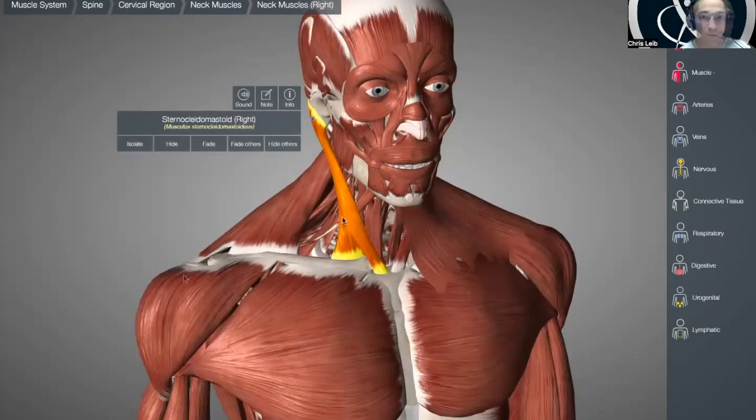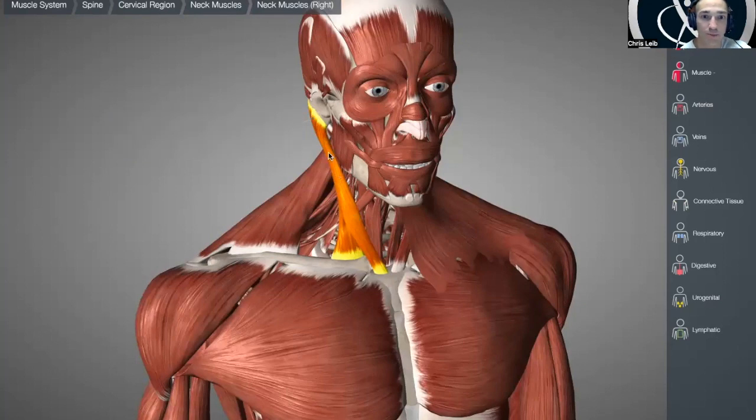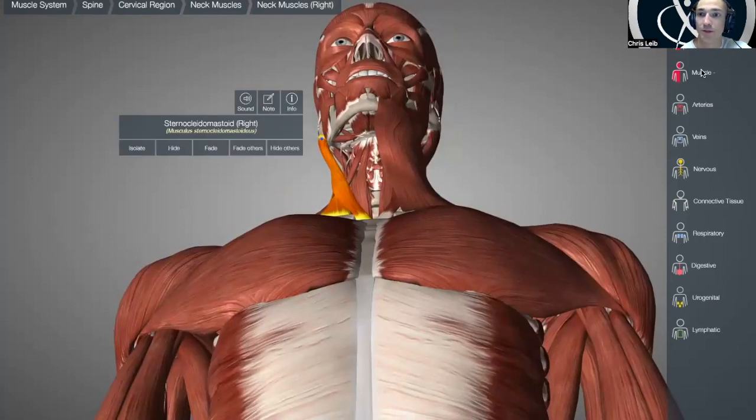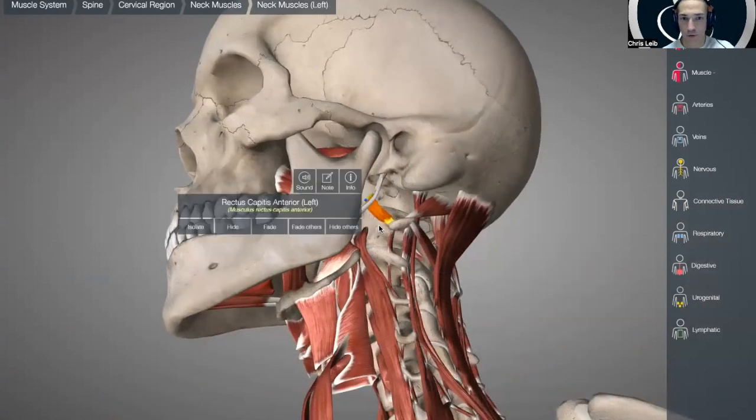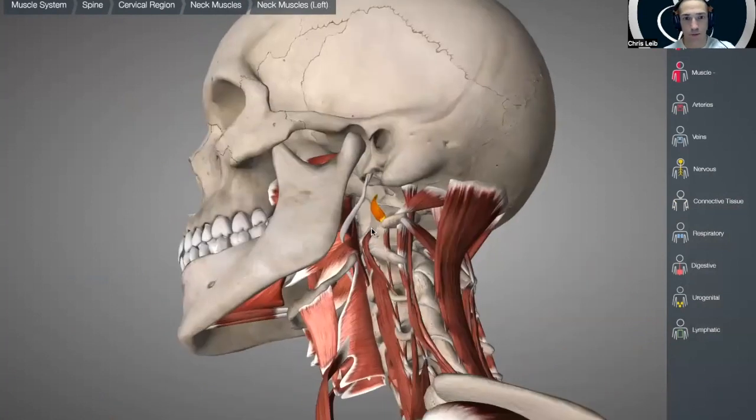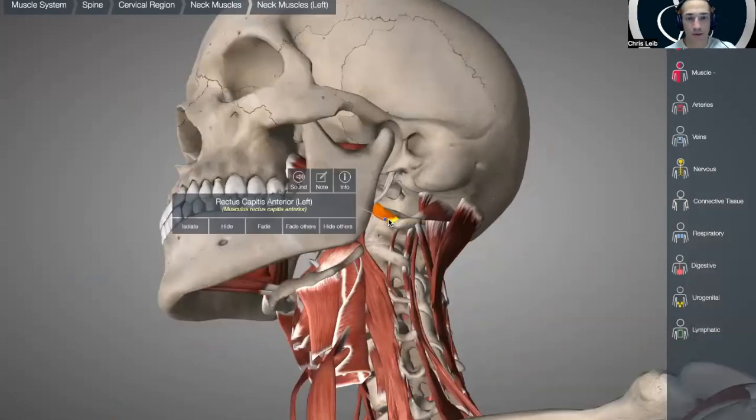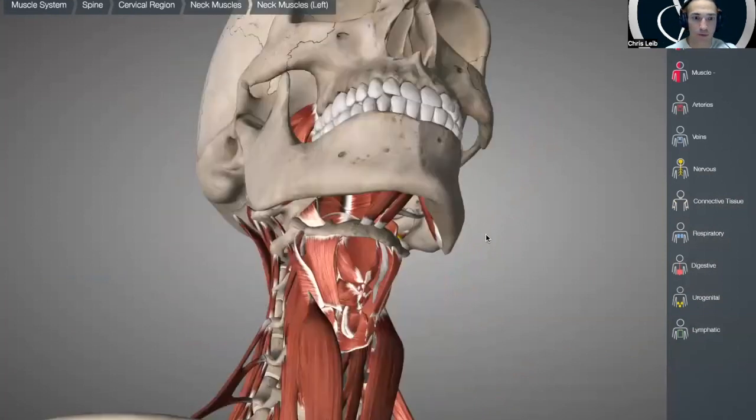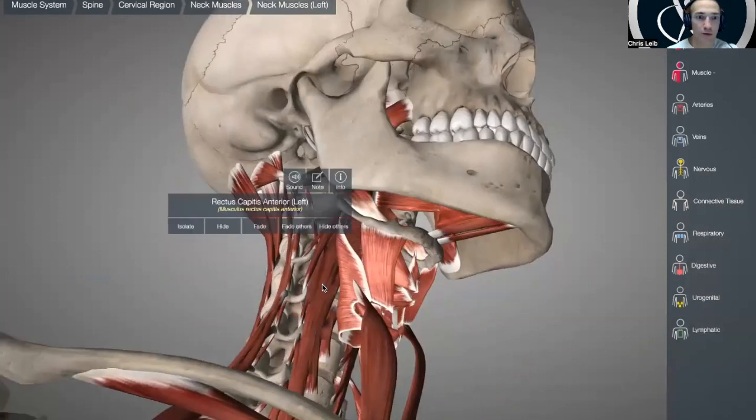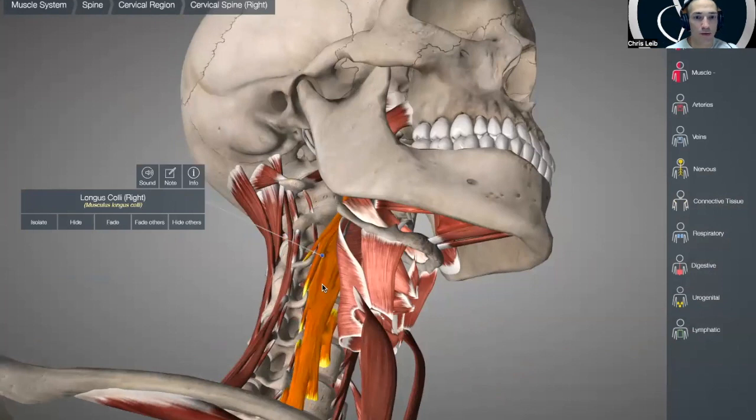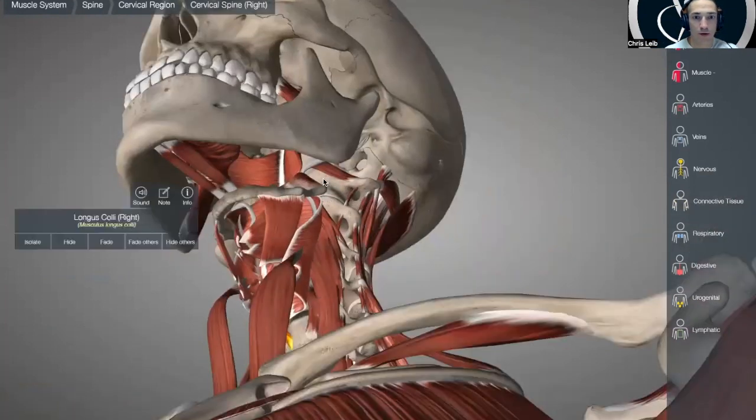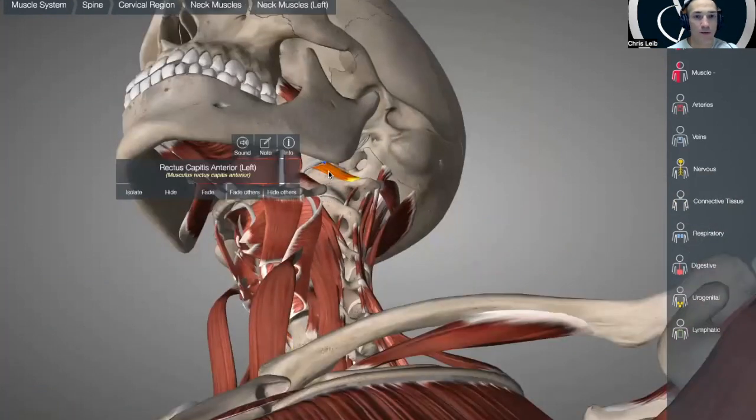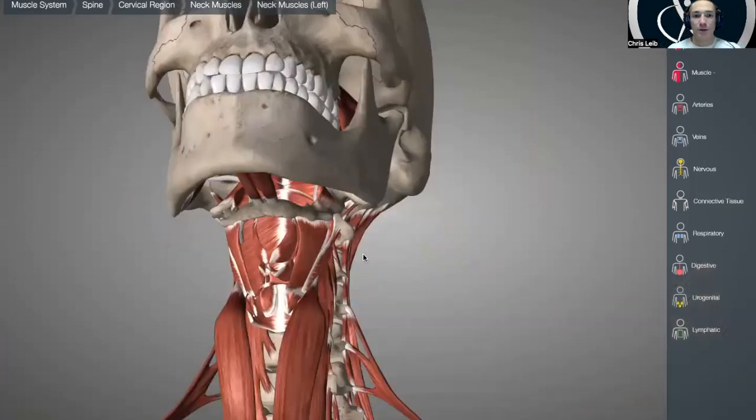All right, so if we go deeper and we look at the prevertebral muscles, we take some of these muscles away. And if you look back here, you can see this rectus capitis anterior, which is another prevertebral muscle. So you have the longus colli right there, and then over here you've got your rectus capitis muscle, and these are just right on the front side of the vertebrae, so they're often called prevertebral muscles.